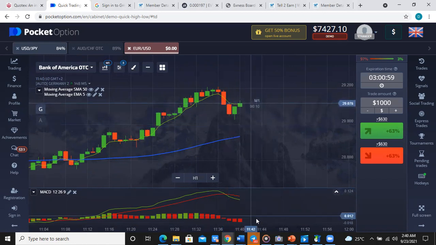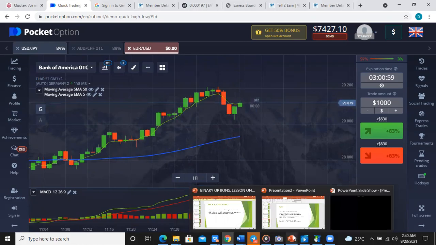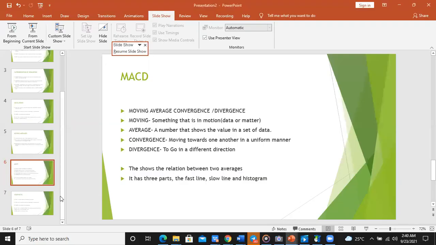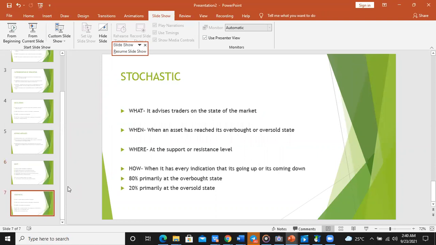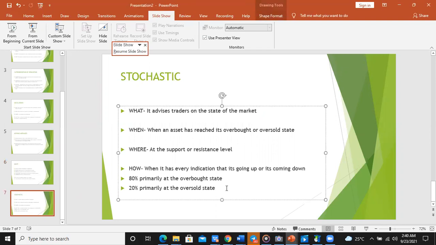All right, so now let's go back. I think we are going on to the final one, which is the stochastic. Now, we are coming to talk about the stochastic. The first one we talked about was oscillators. So it is general, that is the compound name. Okay, so we go back to our what, when, where, and how.